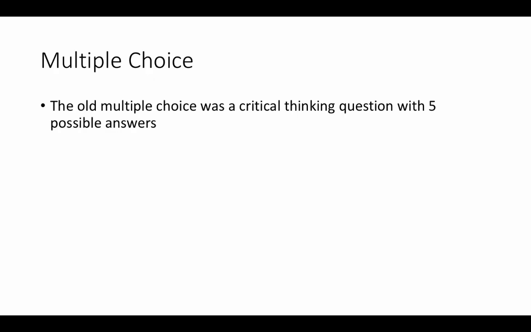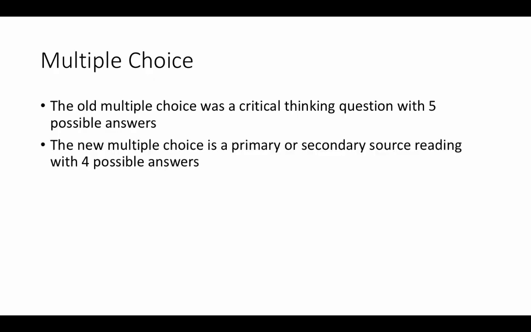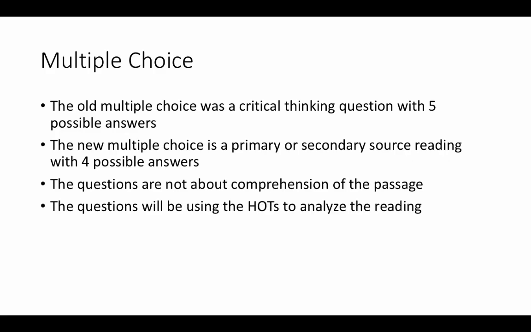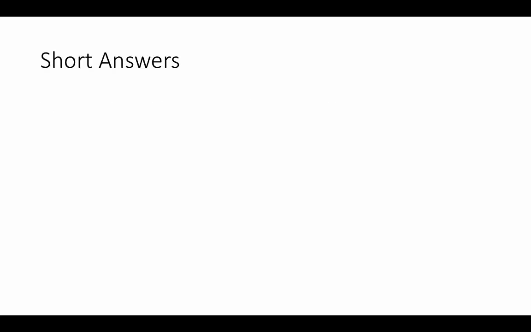So, on the multiple choice. The old multiple choice, like I was saying before, was a critical thinking question with 5 possible answers to it. Now what we have is a primary or secondary source reading with 4 possible answers. And the questions are not about comprehension of the passage. Rather, what the students are going to have to do is use the higher order thinking skills to analyze the reading.